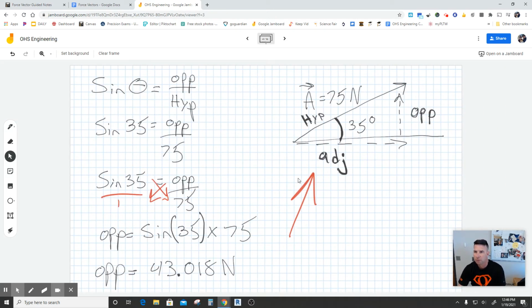Okay, let's draw our first example. Let's draw this scenario. So we have vector A, and it is 75 newtons, and it is 35 degrees from the horizontal. Let's do a little refresher on the sides of a triangle. This kind of looks like an eyeball, so I always think of that as the eyeball.